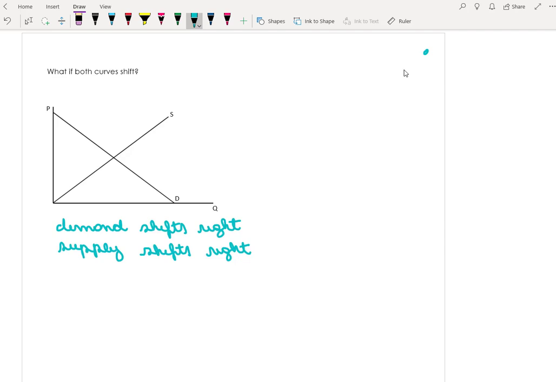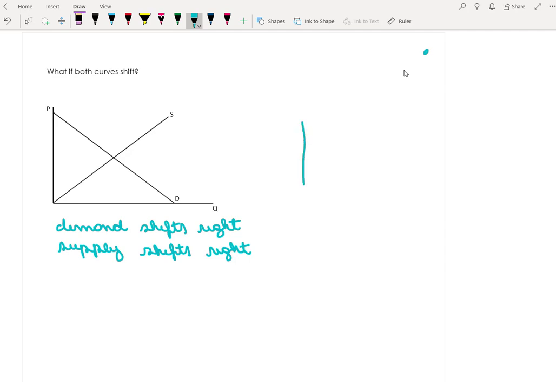We talked about what happens when the demand shifts, and we talked about what happens when the supply shifts. Now, we're going to talk about what happens if both curves shift. Let's start with an example. We're going to shift both curves to the right, the demand and the supply. To understand when things get ambiguous, let's draw the shifts separately.